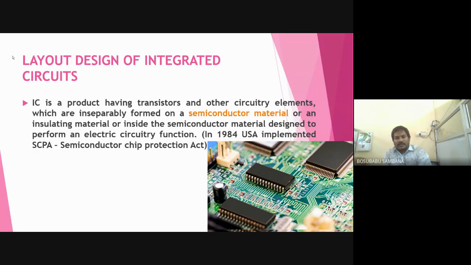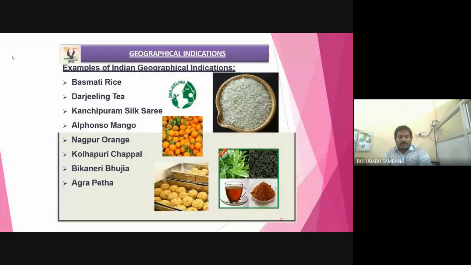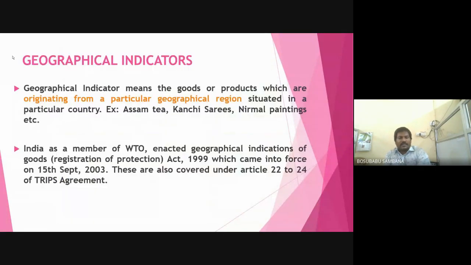Later the Indian government released the 2000 act, and geographical indications like basmati rice, Darjeeling tea, Kanchipuram silk sarees, Alphonso mangoes, Nagpur mangoes, Kolhapur chappals, Bikaner Bhujia, Agra Petha, Tirupati Laddu, Pandur Khadi, and Palasa Jeedipappu. A geographical indication means goods or products originating from a particular geographical region or territory in a particular country, like Assam tea, Kanchi sarees, Nirmal paintings, etc. India, as a member of WTO, the World Trade Organization, enacted the Geographical Indications of Goods Registration Act in 1999, which later came under the TRIPS agreement.